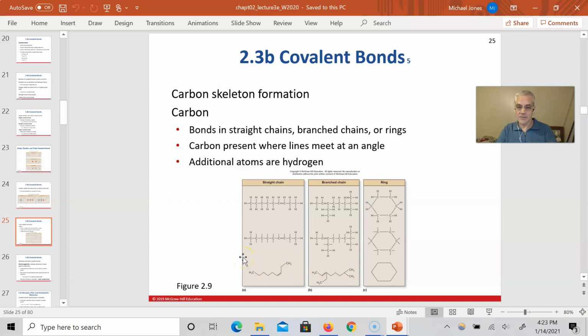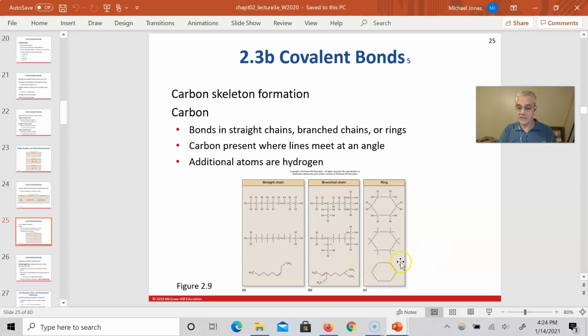Now in chemistry, anytime you see an angle, a line that joins with another line at an angle, at that point, that's a carbon. We know it's a carbon. Here's a carbon that's double bonded to another carbon. How do I know that? Because it's drawn that way. I know chemically what I'm looking at.